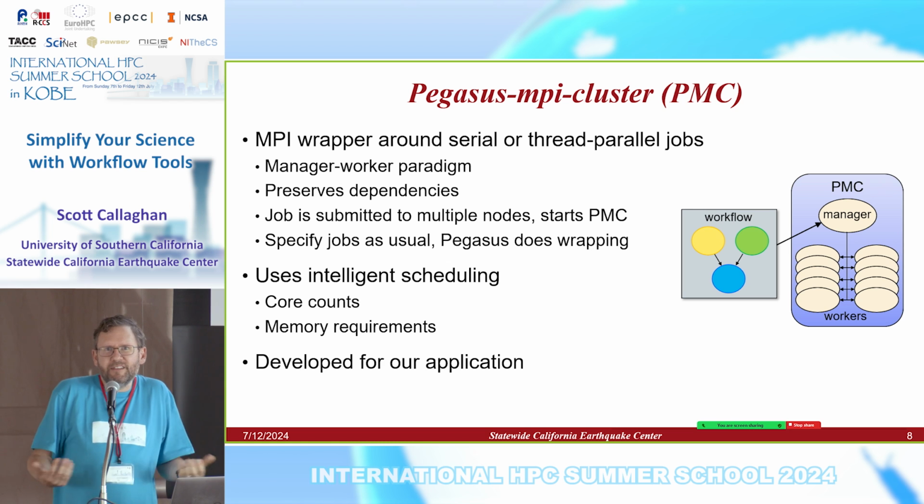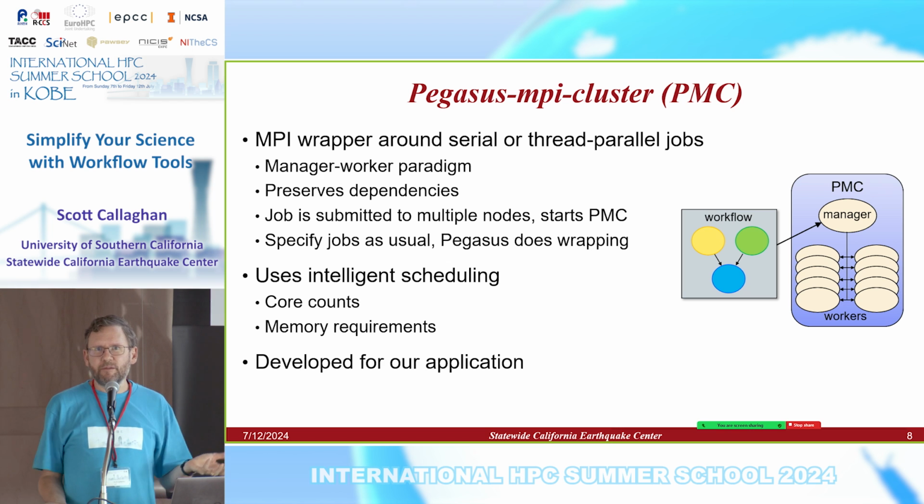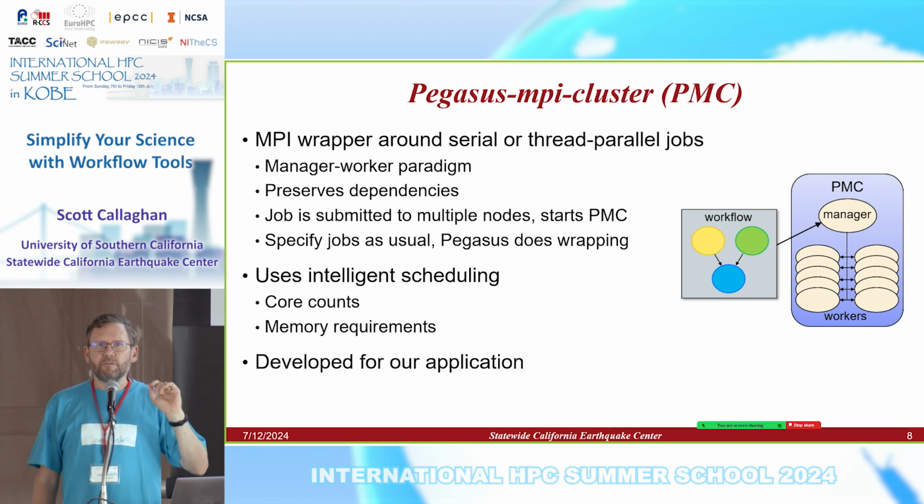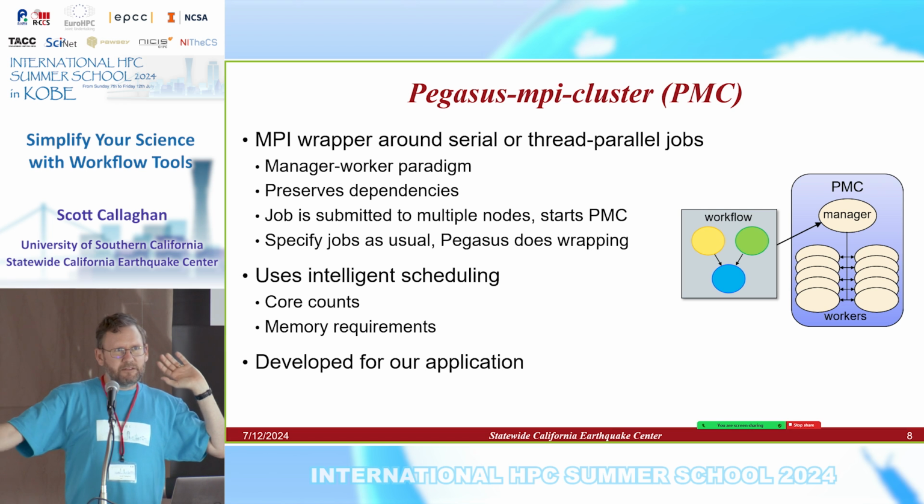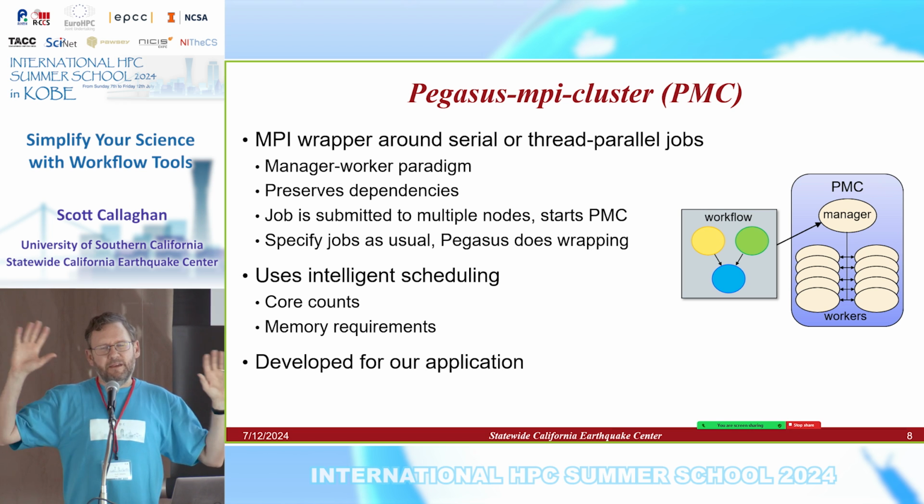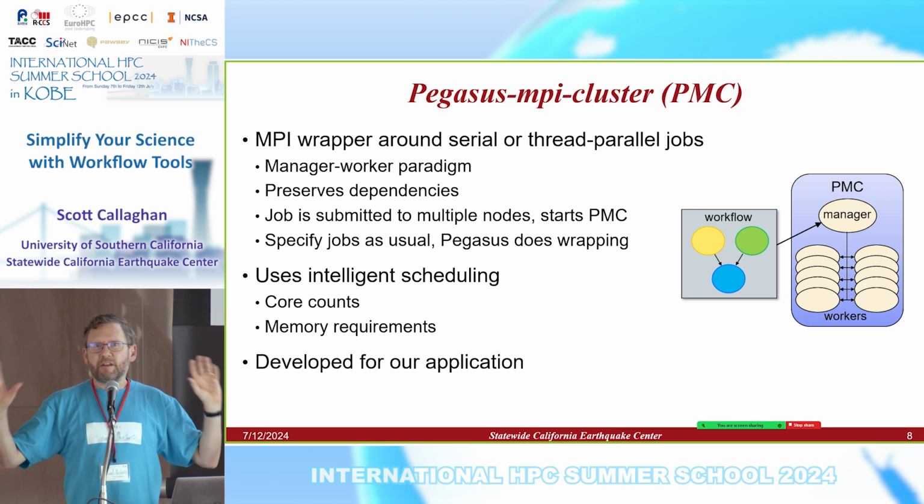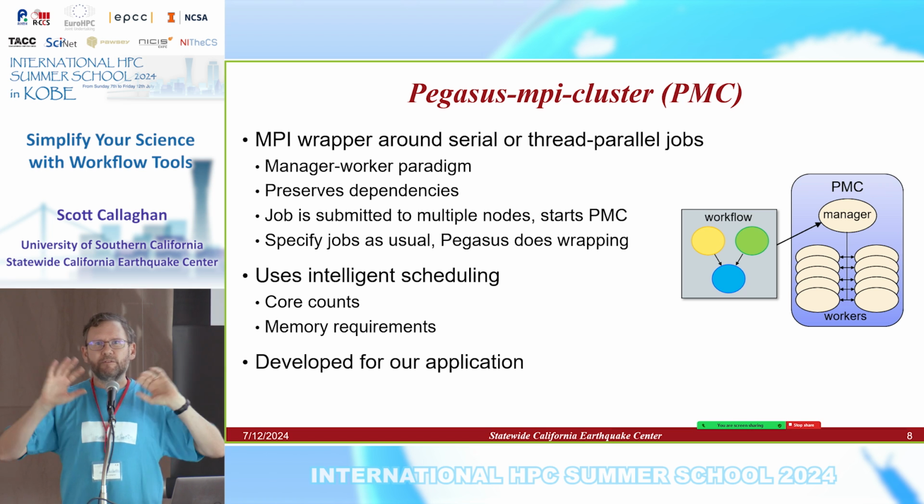And one of the things that I love about it most as an applications developer is that I don't have to do any of the hard stuff. All I have to do is tell Pegasus, hey, I want to run my workflow using this tool, and then everything else is taken care of, right? It starts up the MPI job. It already has all the code for dealing with the manager-worker stuff. It knows how to parse my workflow. It knows how to do all this stuff.